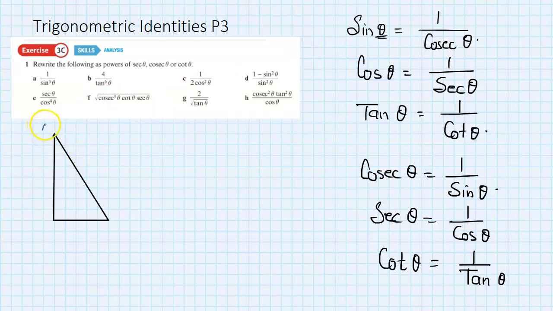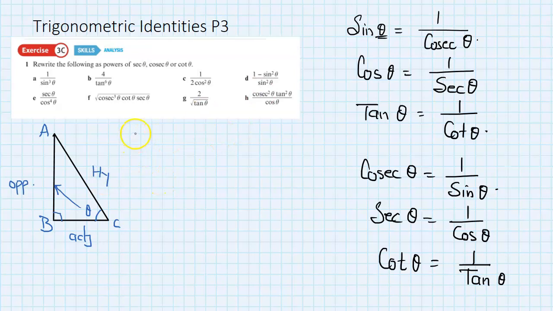So in this triangle A, B and C, which is a right angle triangle, angle B is 90 degree. If this angle is theta, then this side you call opposite, and this side you call adjacent, and the side opposite the right angle is called hypotenuse.